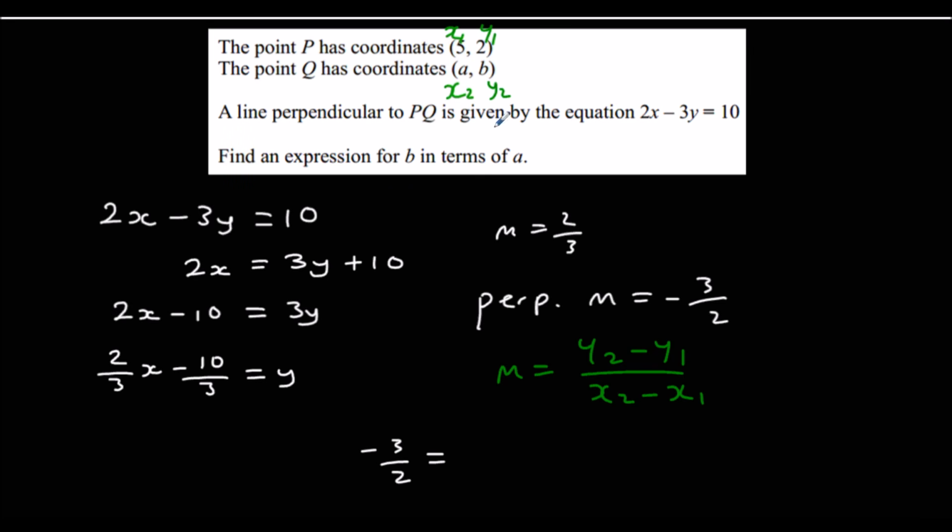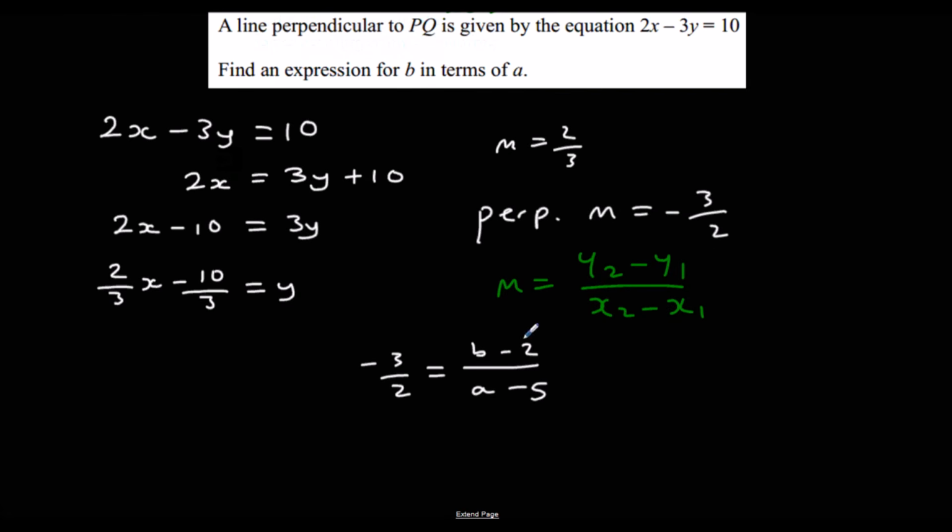is equal to b minus 2 over a minus 5. So times both sides by 2 and times both sides by a minus 5. Just get rid of the fractions. So we get negative 3 times a minus 5 equals 2 times b minus 2.